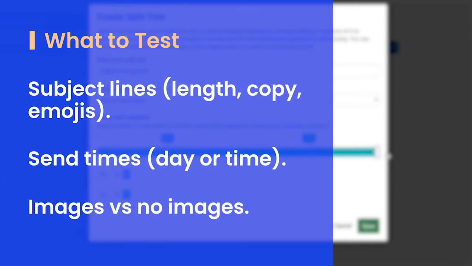Now, talking about what you should test, you should try testing things like subject lines. Test the length, the copy you put in your subject line, or using emojis. You can test send times, what day or time works best for your subscribers. Another great test is to see whether your subscribers prefer emails that have lots of images, or maybe they just want direct information in emails that don't have any images.